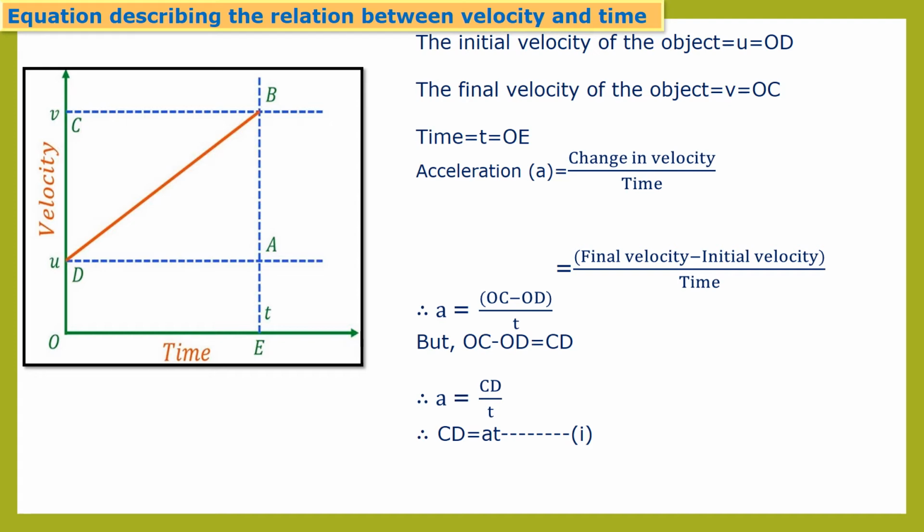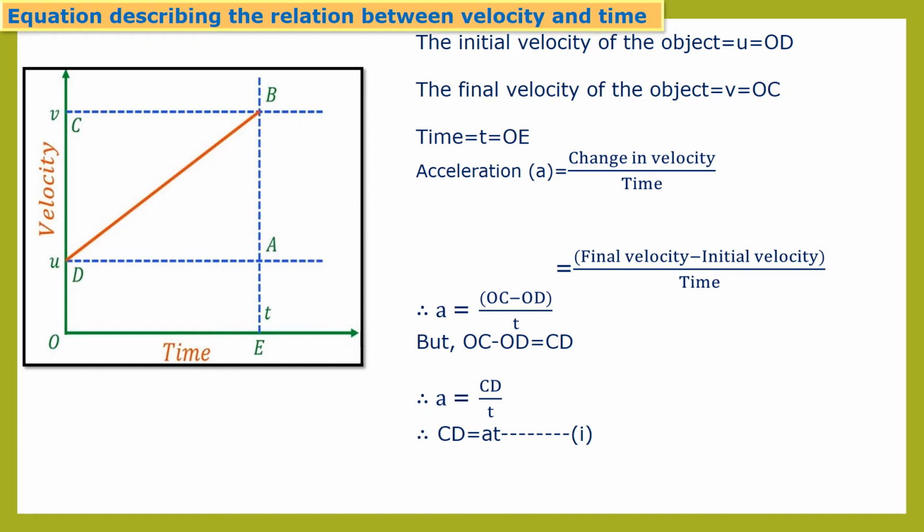So the initial velocity of the object is u, which is equal to OD. The final velocity of the object is OC, and it is denoted by small v. Now time t is equal to OE, that is the x-axis from point O to point E, and it is denoted by small t.